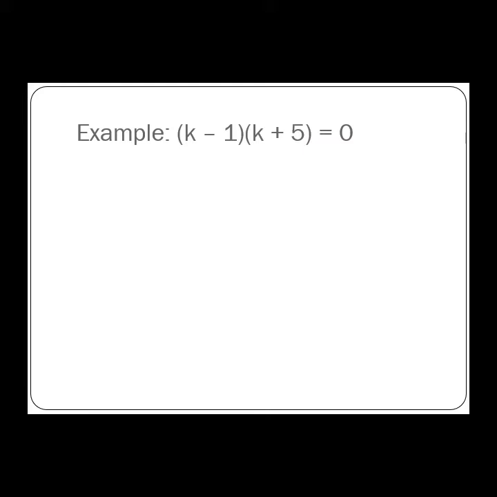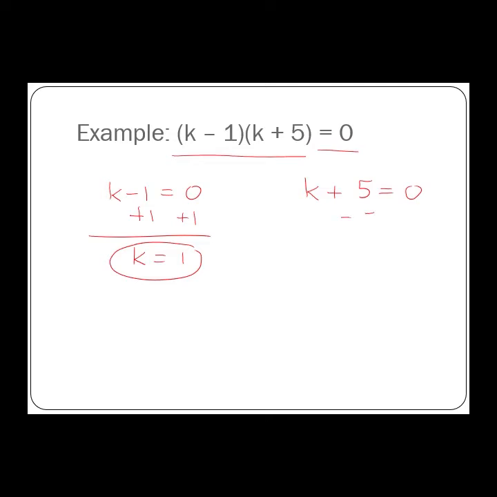So here is one. We're going to follow our 4 steps. So step 1, get 0 to one side. Someone's been nice and done that for us already. Step 2, factor it. Somebody's been extra nice and taken care of that. Step 3, set each factor equal to 0. And step 4, solve each one of those equations. So we get k equals 1, and the other solution is k equals -5.